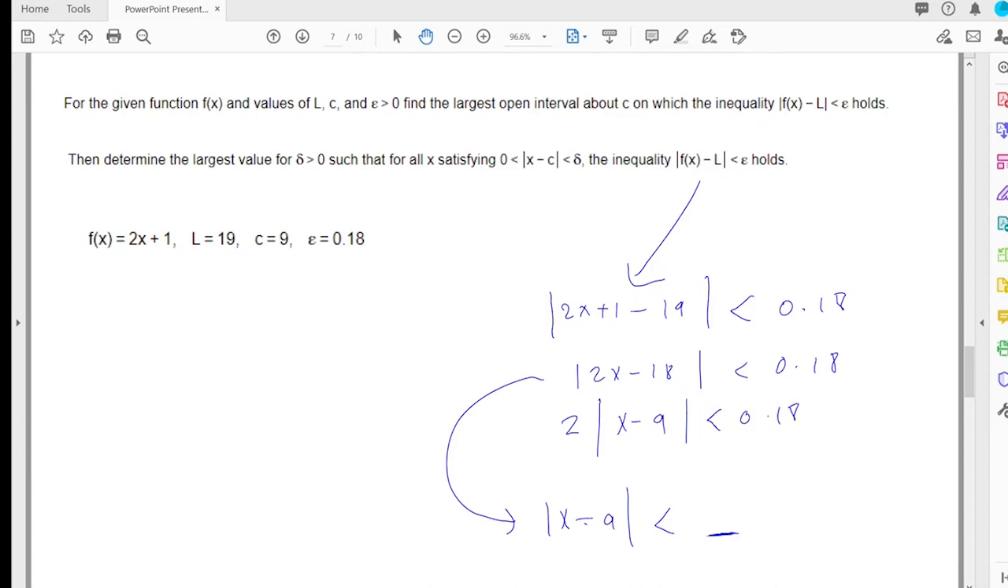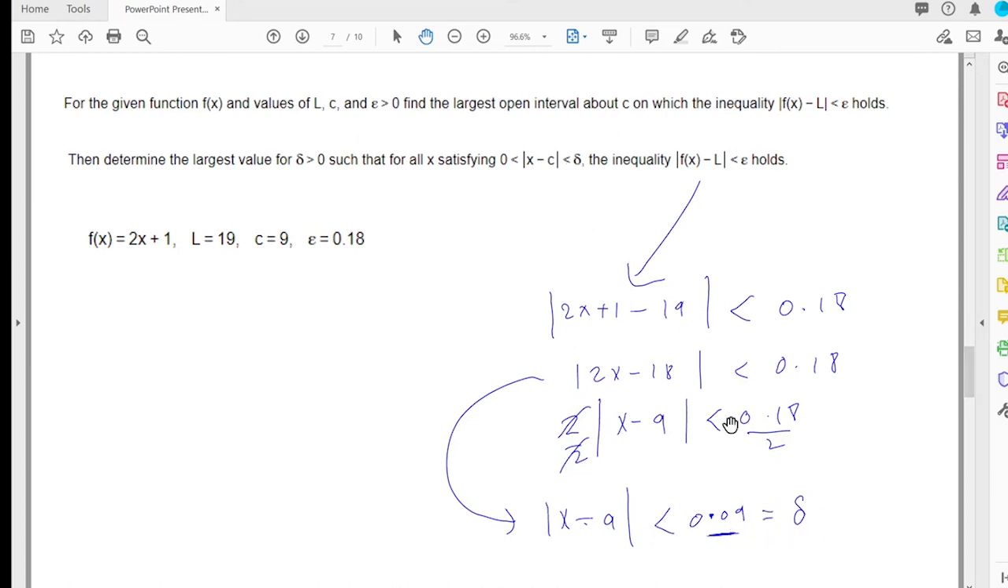Now if you just divide both sides by 2, it will give you 0.18 divided by 2 is 0.09, right? 0.09, that is after division. So that means if we pick delta equals 0.09, then this relation holds always. And it's not only for this delta, this relation holds for anything less than this value.